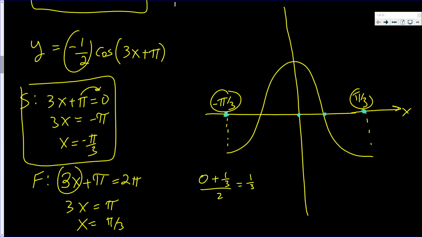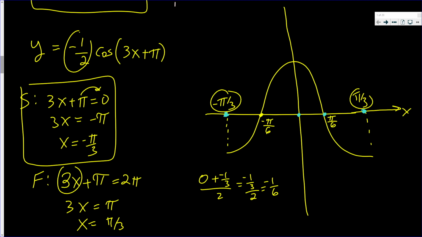Well, this is 1/3 divided by 2, which is 1/6. So here you have 1 pi over 6. And here it's going to be the same. It's going to add up to negative a third. Divided by 2, you get negative 1 pi over 6.